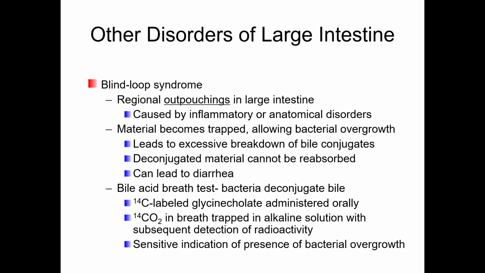To test for this, we do the bile acid breath test. The bacteria deconjugate bile, so we take a C14 labeled glycocholate administered orally. That is then converted to carbon dioxide by the bacteria, and carbon dioxide in the breath is trapped in an alkaline solution, with subsequent detection of radioactivity. It is a sensitive indication of the presence of bacterial overgrowth.